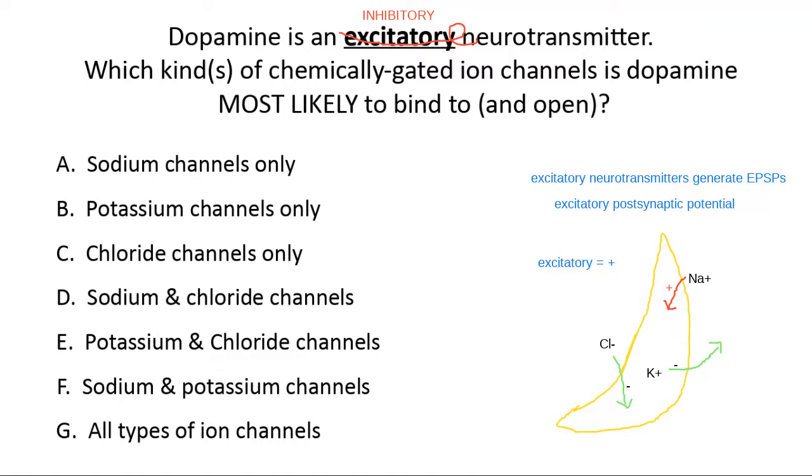Now we're making an IPSP. What happens to the membrane charge with an IPSP? What happens to my membrane charge? Yeah, it's going to go down, right? So it becomes more negative. If I spit out a neurotransmitter that's an inhibitory neurotransmitter, that inhibitory neurotransmitter would make my membrane charge more negative. Which types of ion channels could I open to make my membrane charge more negative, to make an IPSP?